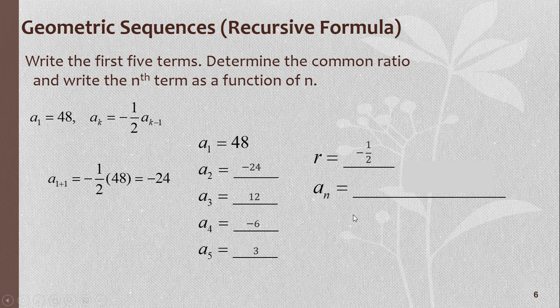So my generic formula here then is a sub n equals 48 times negative 1/2 to the n minus 1 power. So for the fifth term, it's going to be 48 times negative 1/2 to the fourth power, since 5 minus 1 is 4. That would be positive 1/16. So 48 times positive 1/16 would be a positive 3.